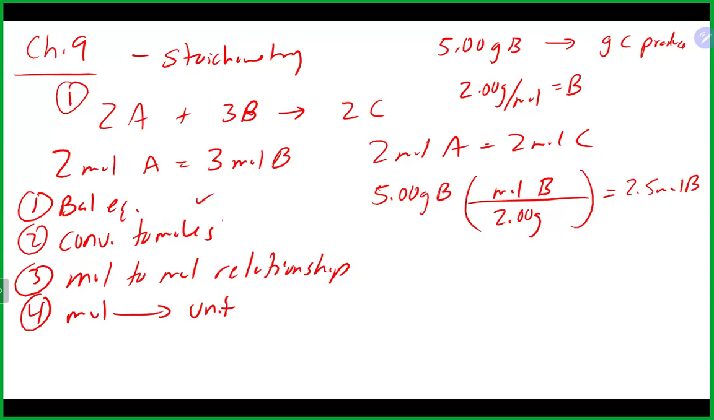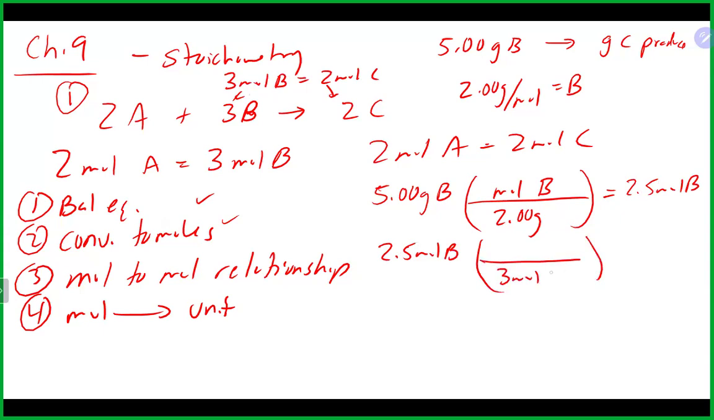We would then do our mole to mole relationship between B and C. And from the equation, 3 moles of B will give us 2 moles of C. And again, that is nothing more than just the coefficients. So we would take our 2.5 moles of B. Remember, we want to get rid of B, so opposites cancel. So 3 moles of B on the bottom, 2 moles of C up on top, and 2.5 times 2 divided by 3 is going to get us 1.67 moles of C.